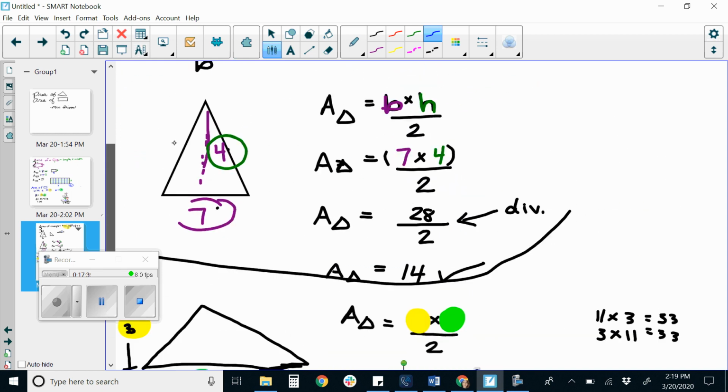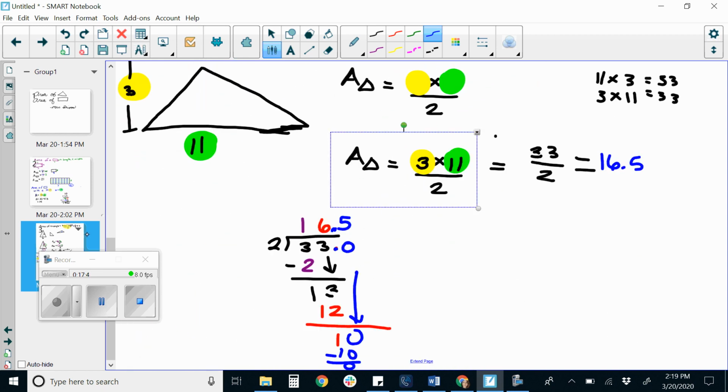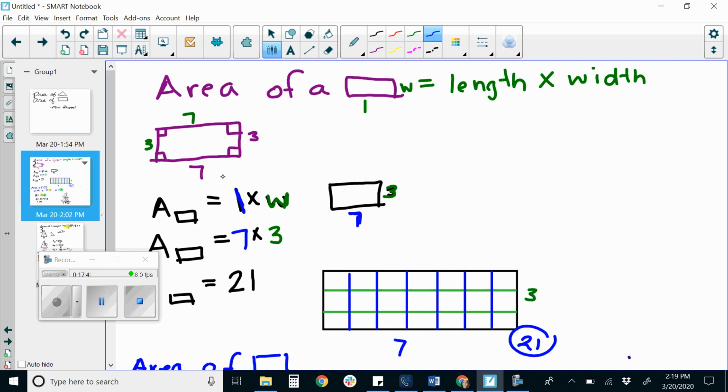So, area of a triangle, 1/2 base times height. Area of a rectangle, length times width.